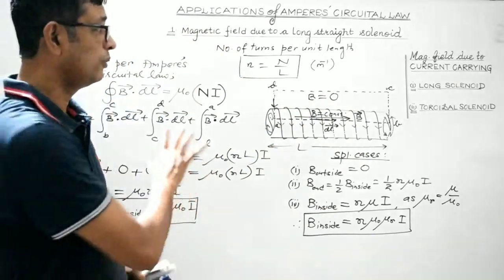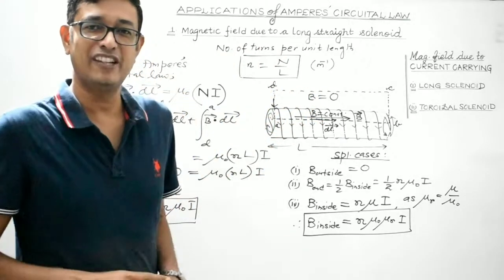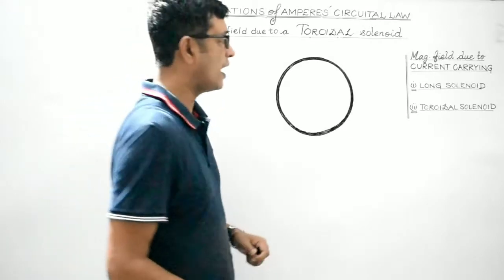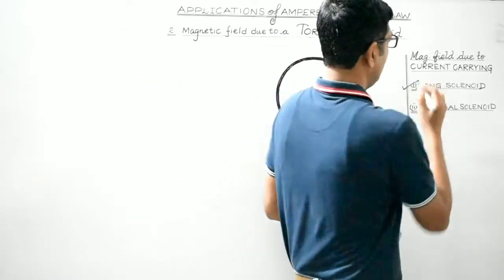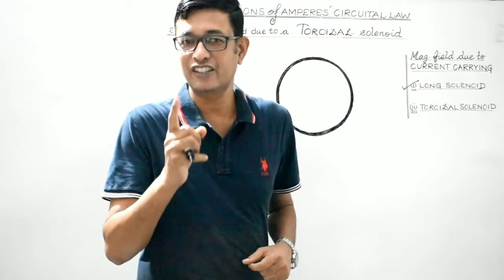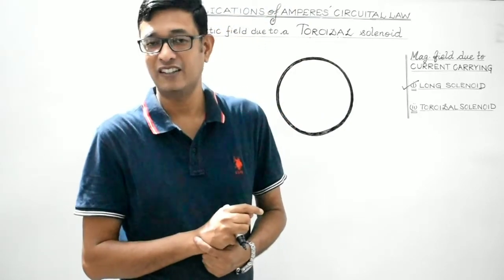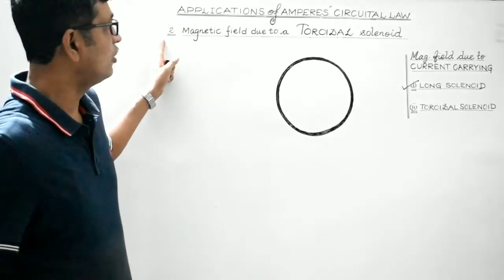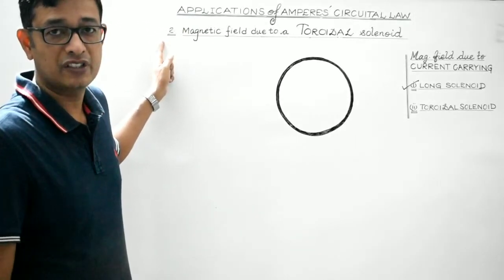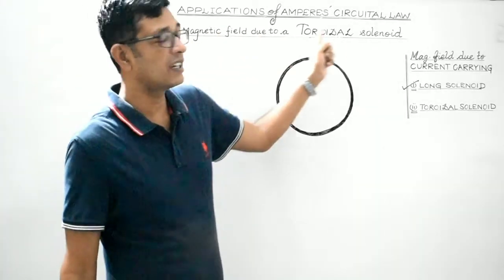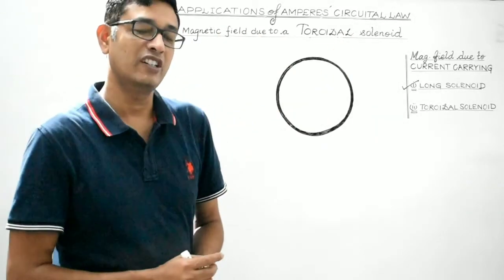So students, I hope you have understood this first application. We are done with the first application of Ampere's circuital law, which is to find the expression for the magnetic field due to a long straight current carrying solenoid. Right? Now we'll discuss the second application of Ampere's circuital law, which is the determination of the magnetic field due to a current carrying toroidal solenoid.